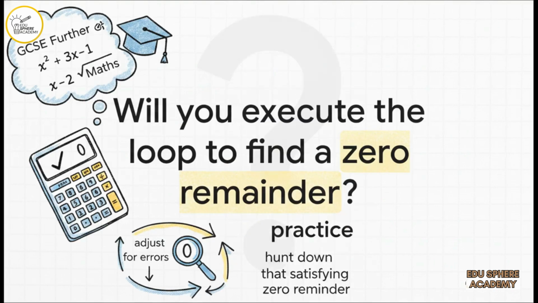So, as we close out this explainer, I'll leave you with this final thought. Will you let higher level algebra intimidate you, or will you confidently execute this simple loop, adjust for your errors, and hunt down that highly satisfying 0 remainder? The power is entirely in your hands, and your calculators. Get out there, practice the loop, and go completely ace your GCSE further maths.